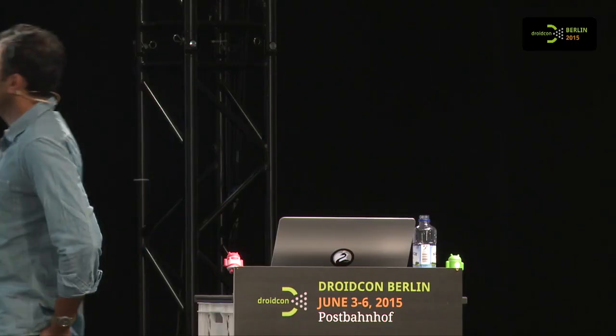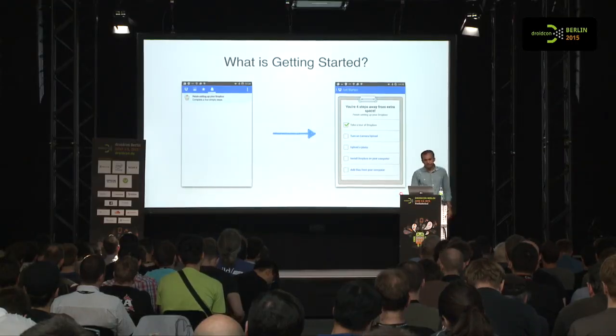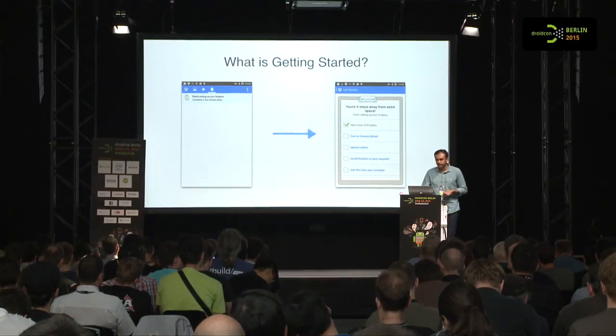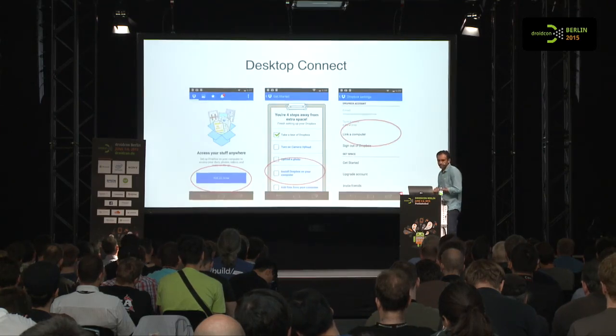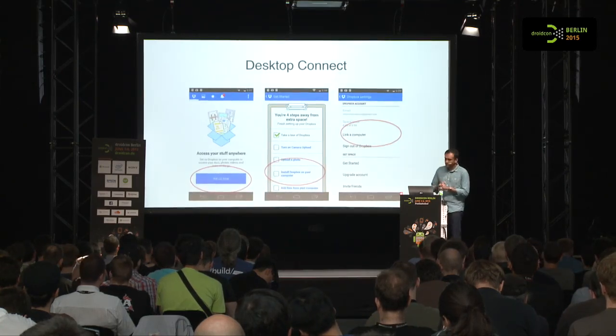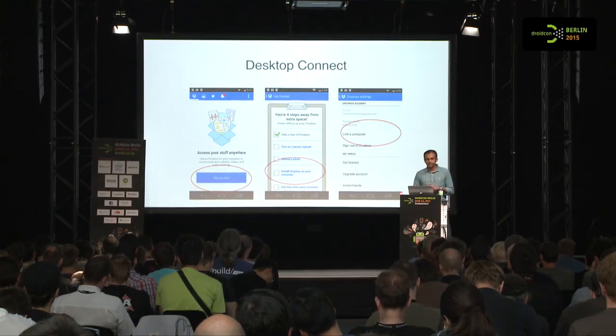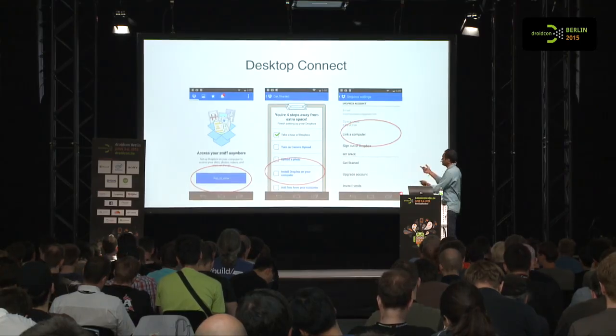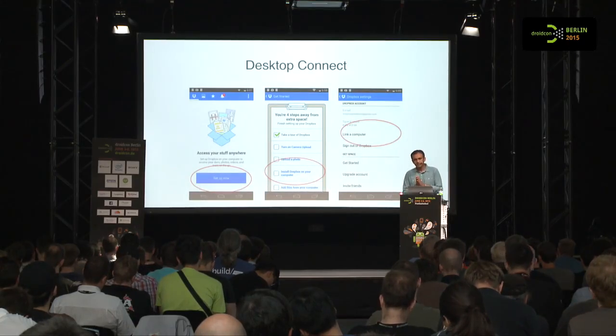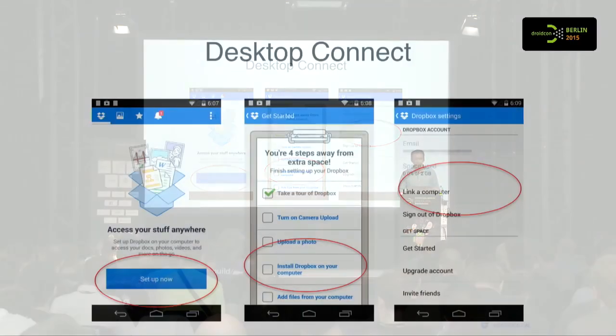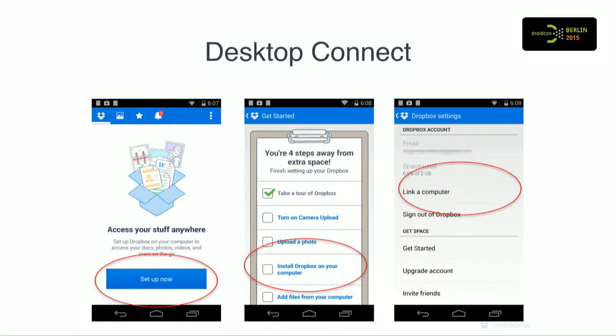So I'm going to talk about a specific task in the getting started. It's this task called install Dropbox on your computer. And what we call that is Desktop Connect. Desktop Connect is a flow designed to simplify the installation of Dropbox on your computer once you install it on your phone. And it's important. We want users to install it on their computer. That's when they get the most value out of it. That's when the value they get out of it exceeds the cost of Dropbox. And that's when they're actually willing to pay us for it.